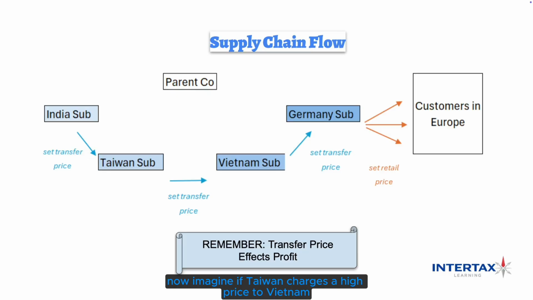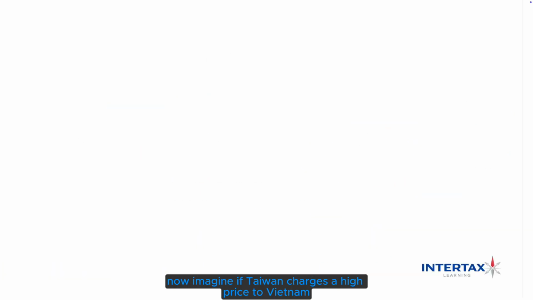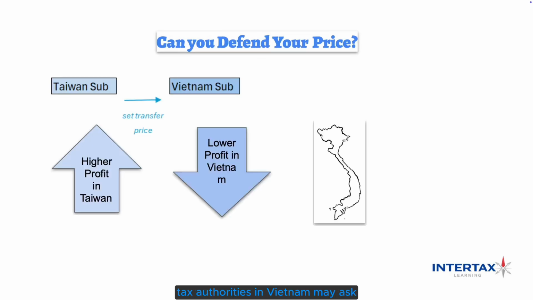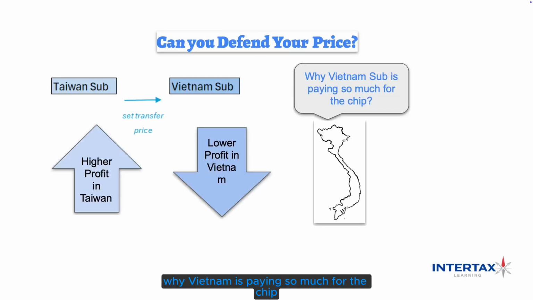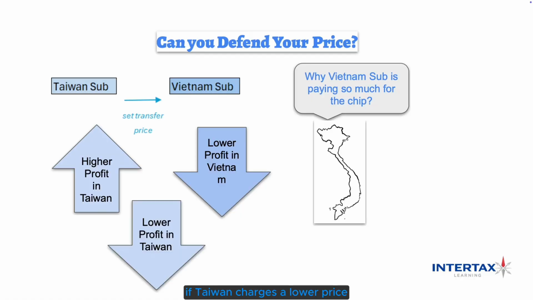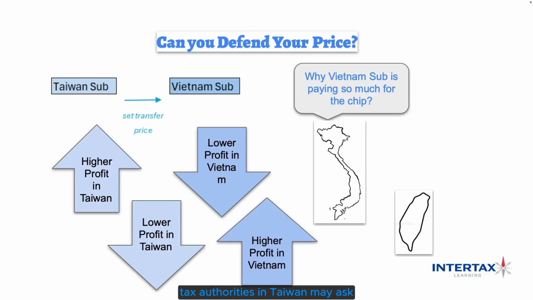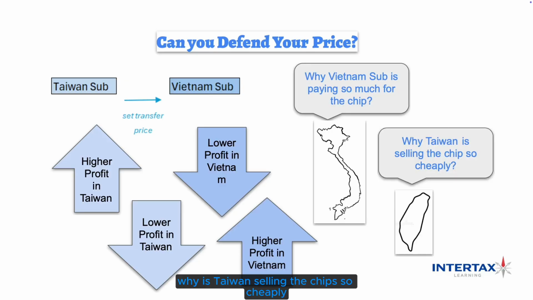Now imagine if Taiwan charges a high price to Vietnam. Taiwan shows more profit. Vietnam shows less profit. Tax authorities in Vietnam may ask why Vietnam is paying so much for the chip. If Taiwan charges a lower price, Taiwan shows less profit. Vietnam shows more profit. Tax authorities in Taiwan may ask, why is Taiwan selling the chip so cheaply?